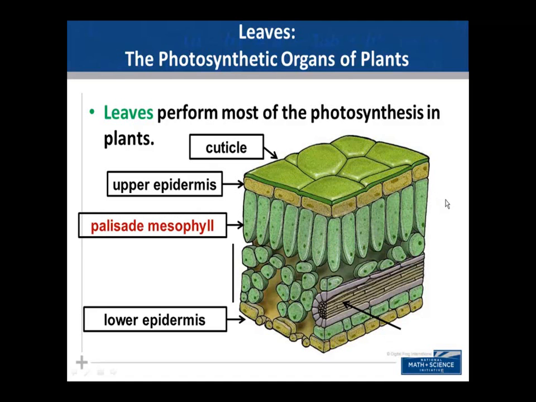Mesophyll means in the middle, and so hopefully you can see that these cells are in the middle in terms of the cross-section of the leaf. These little green circles in here, okay, this diagram isn't perfect, but these are chloroplasts. These are the organelles where photosynthesis takes place.